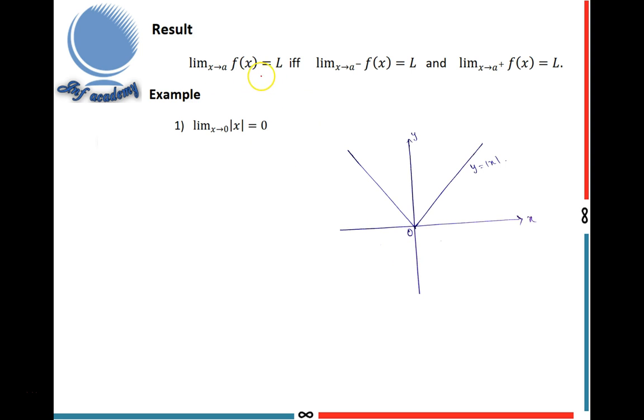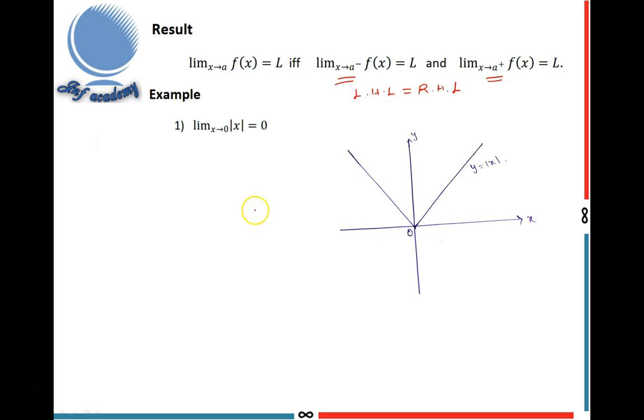Limit as x tends to a of f(x) equals L if and only if limit as x tends to a minus of f(x) equals L and limit as x tends to a plus of f(x) equals L. A minus means left hand limit, a plus means right hand limit. Only if the left hand limit and right hand limit are equal, then the limit as x tends to a of f(x) equals L. The result says this. Now I give one example of this result.